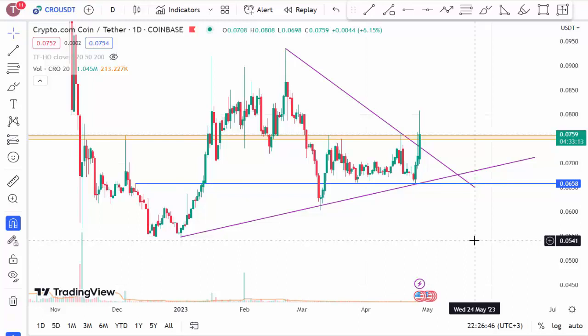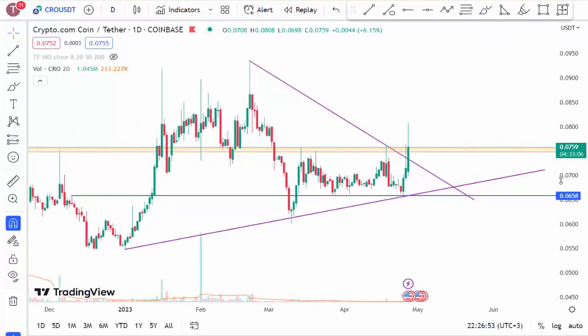In this video, we will be conducting a technical analysis of the Crypto.com coin. First of all, we can say that there has been a very nice breakout on the chart. The falling trend has been broken upwards and actually gives us a buy signal.